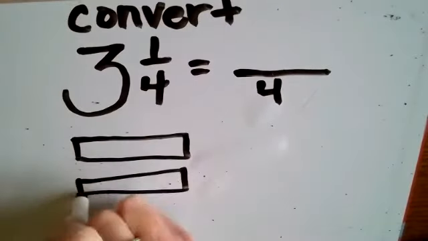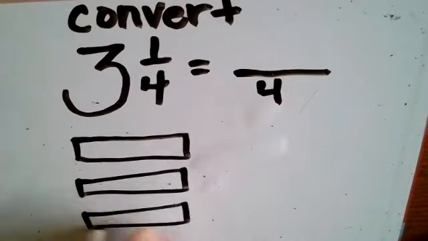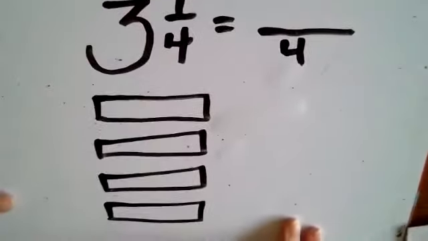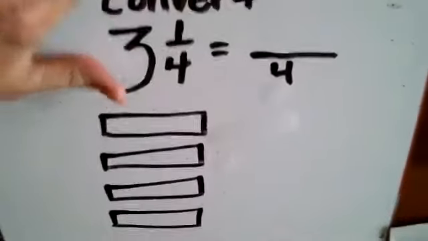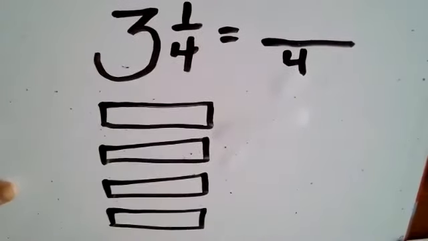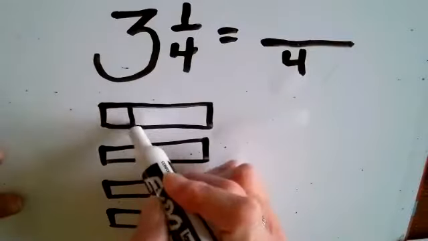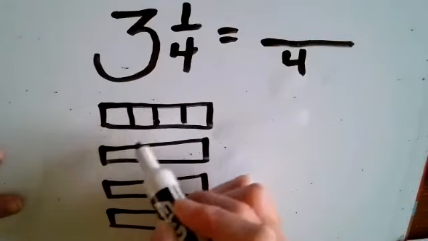3 candy bars and 1/4 of another, so I need to draw a 4th candy bar. Sorry, I need to zoom out here for you. Maybe even a tad more. There we go. Each candy bar is split into how many pieces? Well, I'm working with fourths, so they must be in 4 pieces.